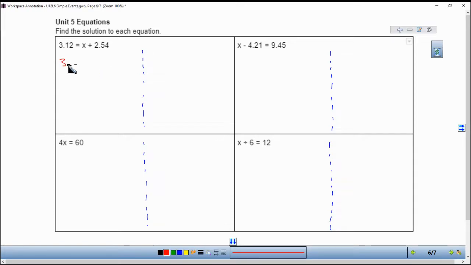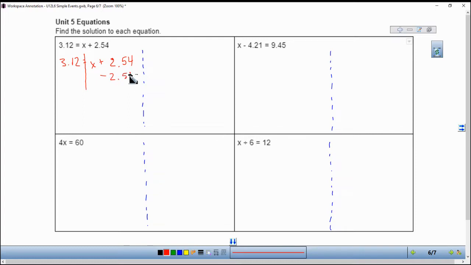So this one is 3 12/100 equals x plus 2 54/100. To solve this, first thing we're going to do is do the wall. I'm going to separate the two sides so we can see them a little easier. Our goal is to get the variable by itself. So we're going to do the opposite of plus 2 54/100. So we're going to subtract 2 54/100.